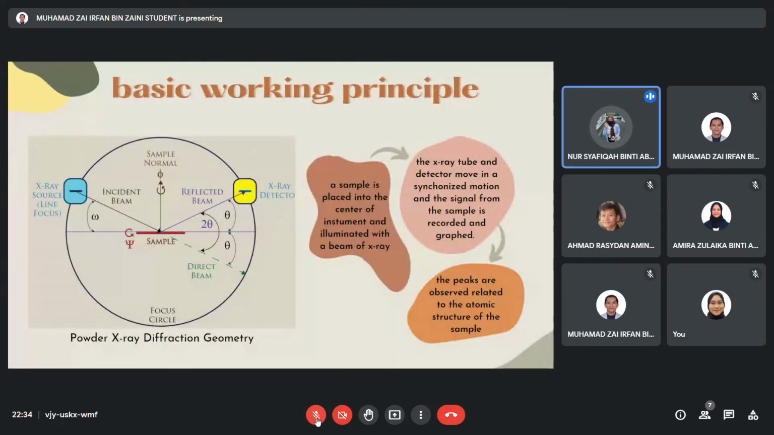Next, we will talk about the fundamental principle of XRD. A sample is placed into the center of the instrument and illuminated with a beam of X-rays. The X-ray tube and detector move in synchronized motion and the signal from the sample is recorded and graphed. The peaks observed are related to the atomic structure of the sample. Next.